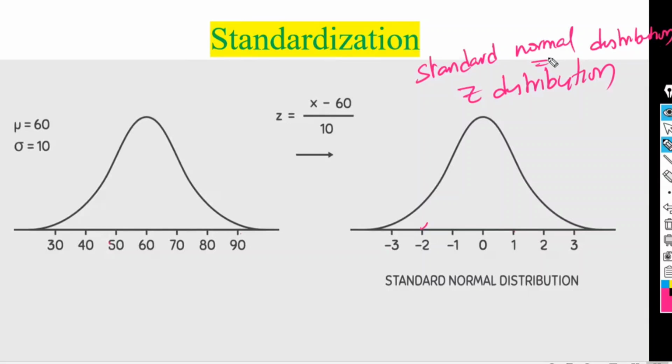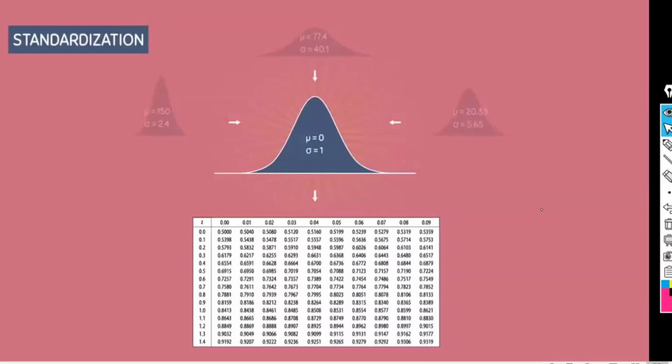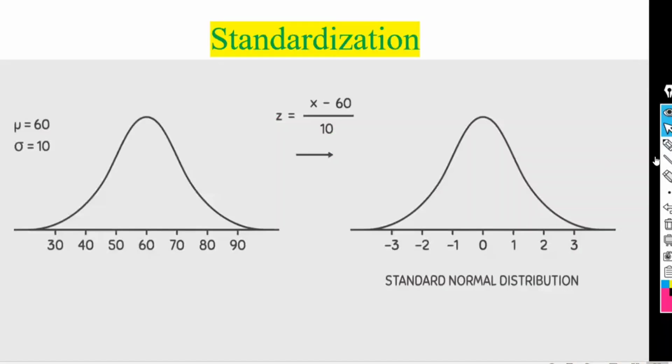Standard normal distribution or z distribution: converting each and every value to the corresponding standard value. Standardize means corresponding z-scores, which is called the z distribution. Is that clear, guys? Now, once converted like this, if you want to calculate any area, for example the area from this one up to here, for this we are going to use the z tables.